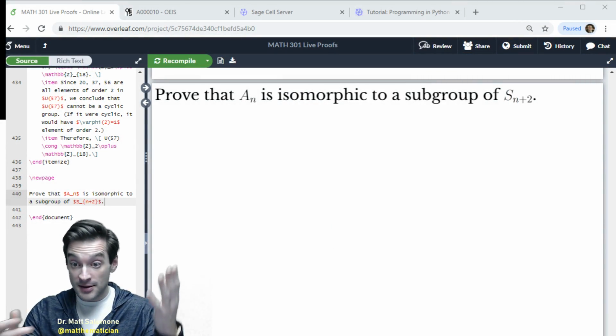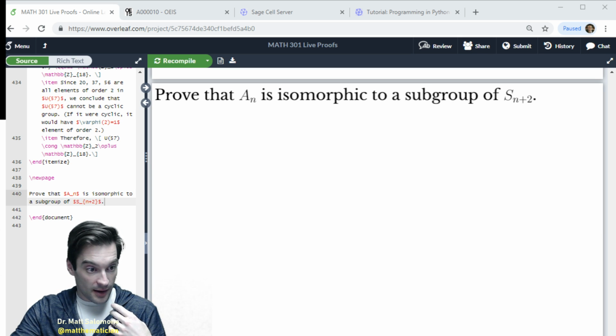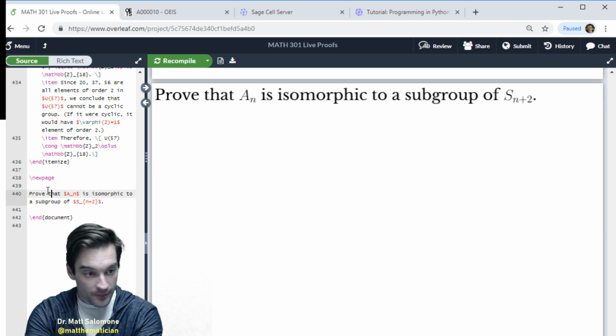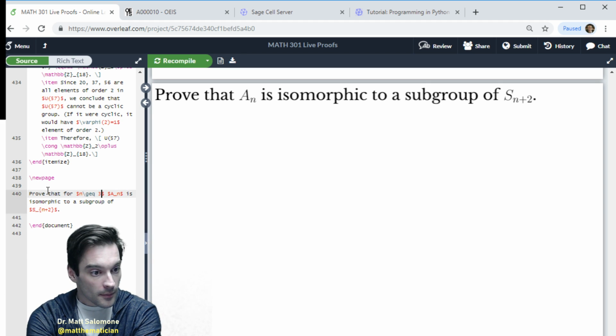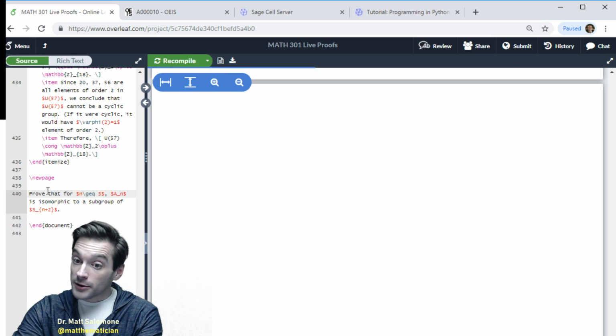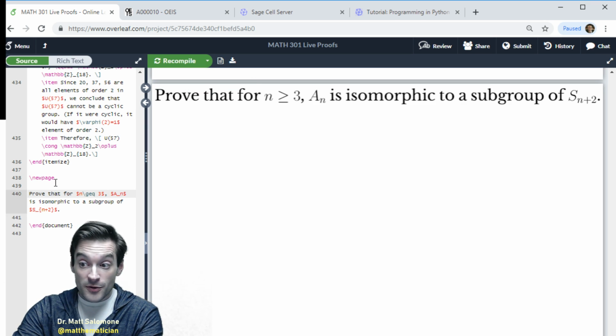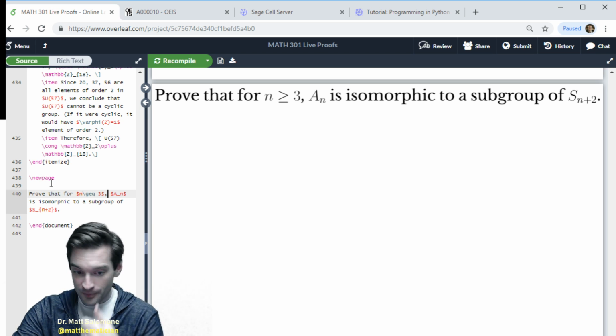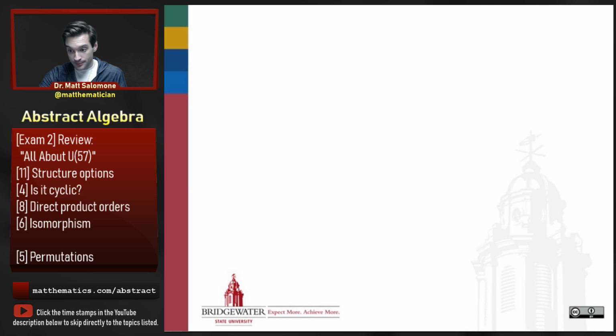It just simply asks you to prove that, I suppose I need to quantify n here, for n greater than or equal to 3, the alternating group on n symbols is isomorphic to a subgroup of the symmetric group on 2 more symbols, S_{n+2}. So what in the world does that mean? And how are we going to try and tease that out?